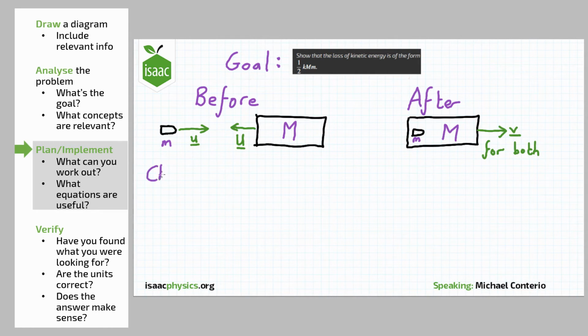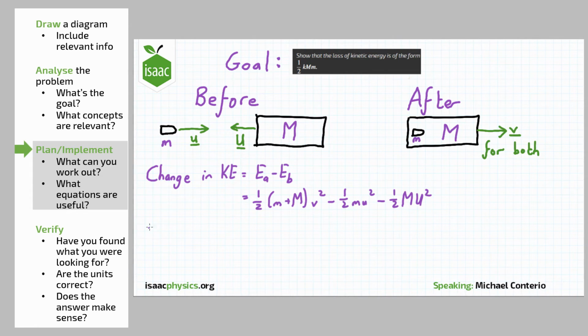We can use the equations we've got for the kinetic energy before and after the collision in order to work out the change in kinetic energy, which is EA minus EB. This is equal to half little m plus capital M all multiplied by v squared, minus a half little m little u squared, minus a half capital M capital U squared. We can also use conservation of momentum in order to equate the momentum before and after the collision.